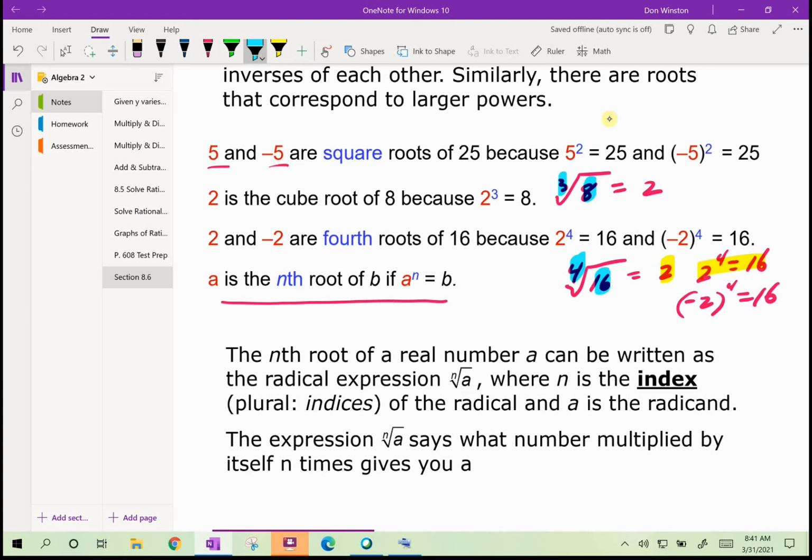The expression, the nth root of A, really says this: what number multiplied by itself n times gives you A? So 2 multiplied by itself 4 times gives you 16. So the fourth root of 16 equals 2. What number multiplied by itself 4 times gives you 16? Well, that is 2.